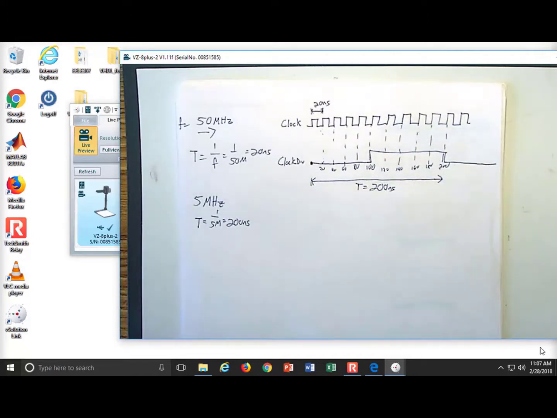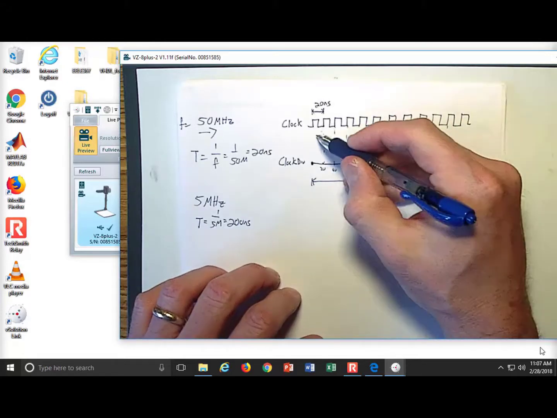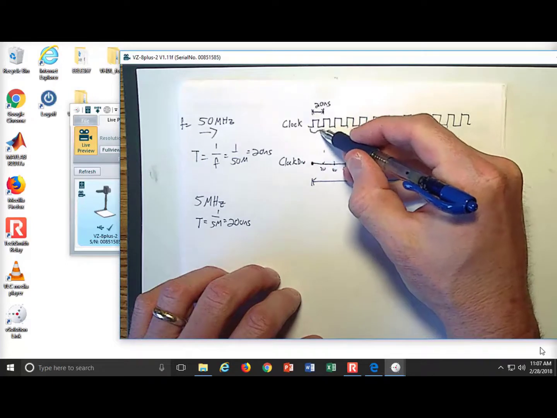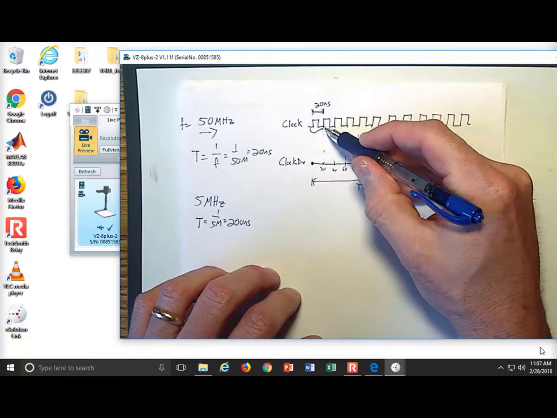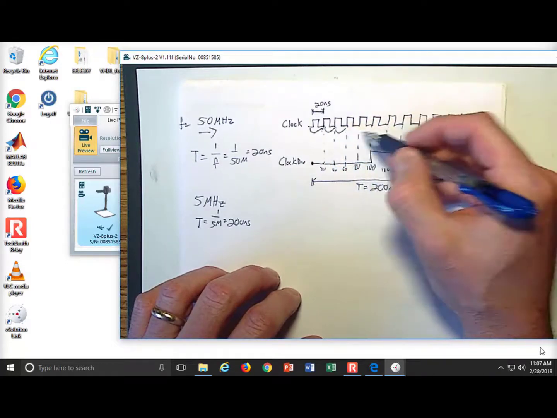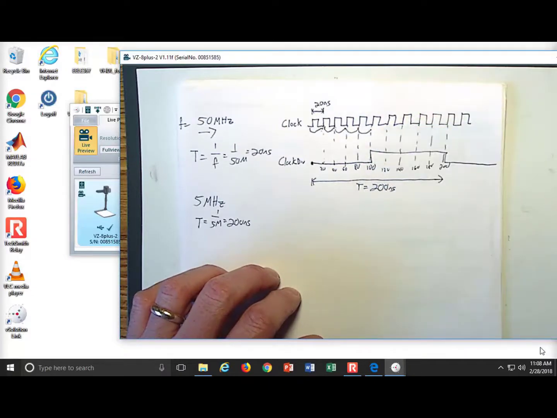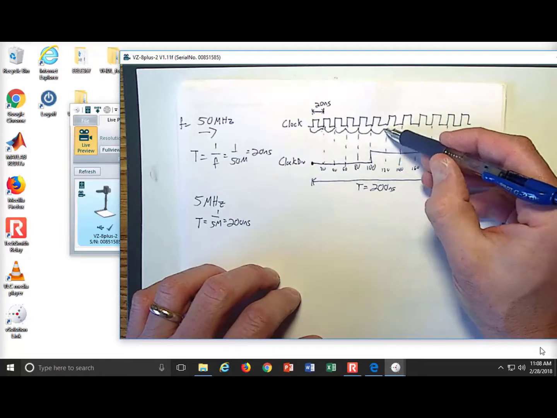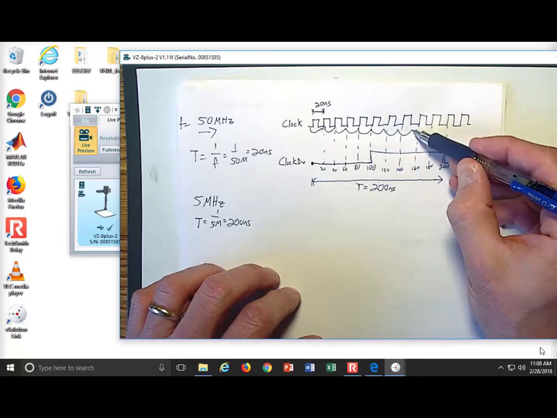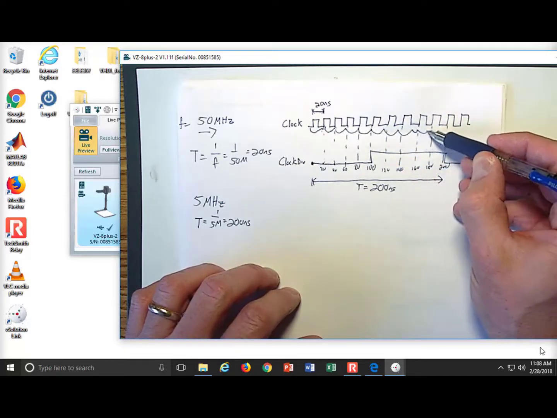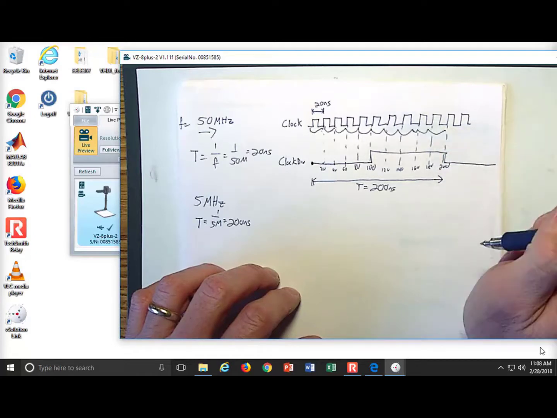But what's interesting is that we could actually define this in terms of multiples or counts on the incoming 50 megahertz clock. So for example, notice that this is really one cycle here, which is 20 nanoseconds, 2 cycles here, 3 cycles here, 4 cycles here, 5 cycles here, and then we toggle the clock. And then it's 1 cycle, 2 cycles, 3 cycles, 4 cycles, 5 cycles, and then you toggle the clock.